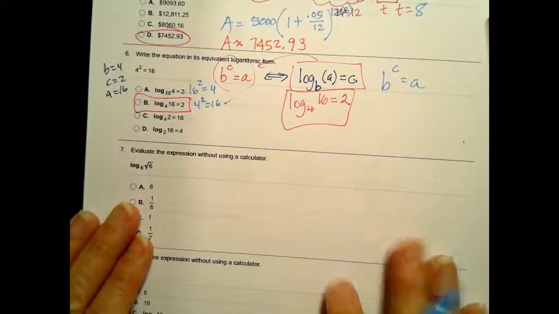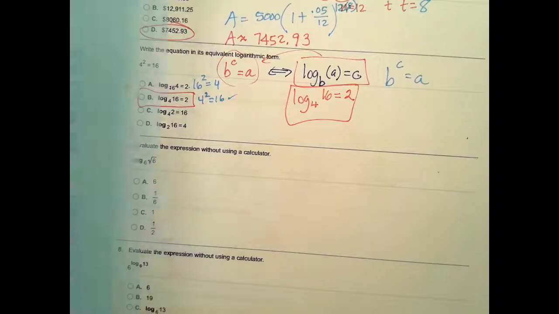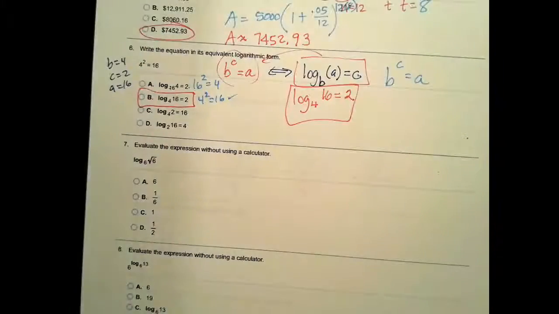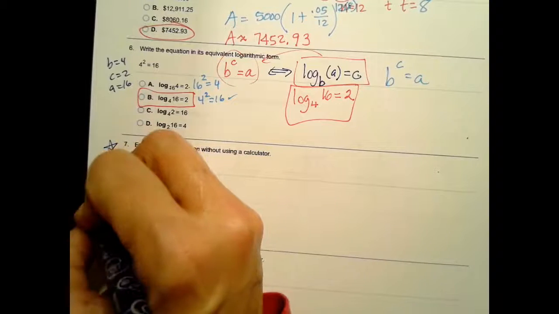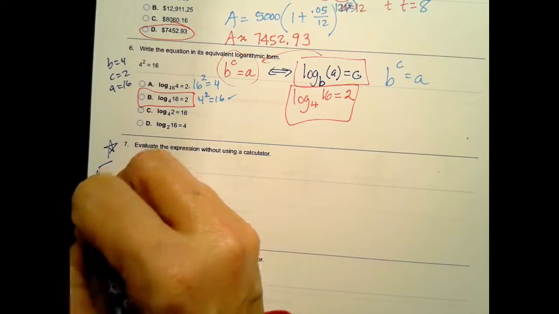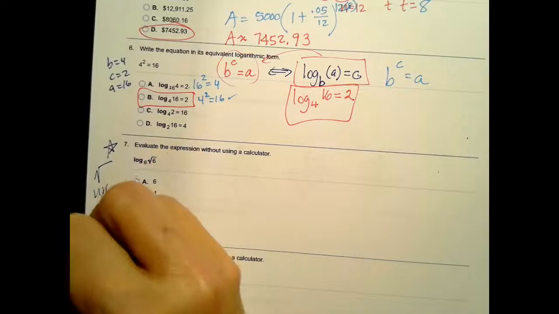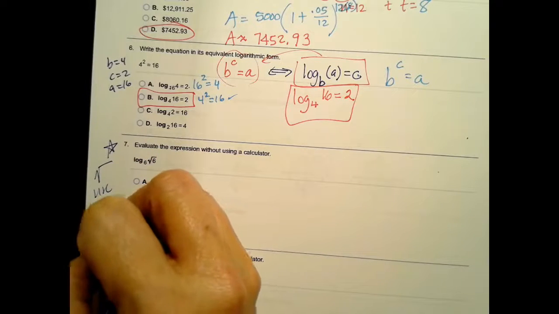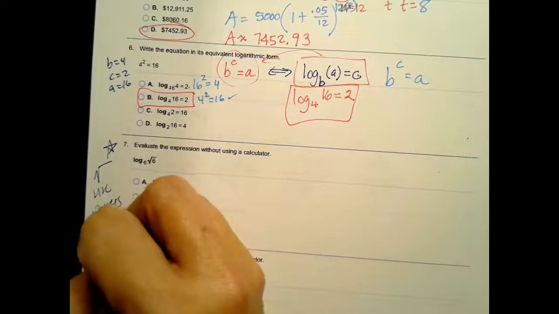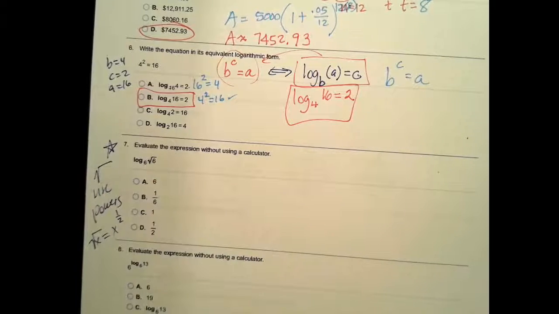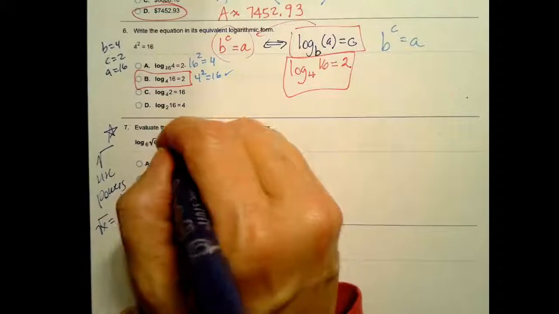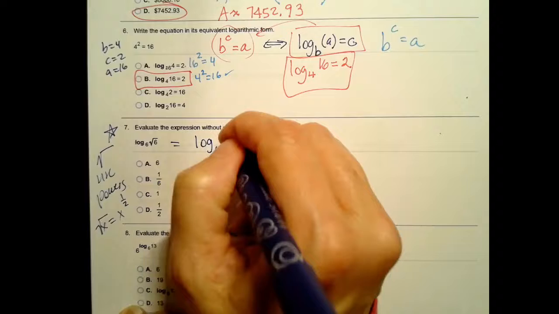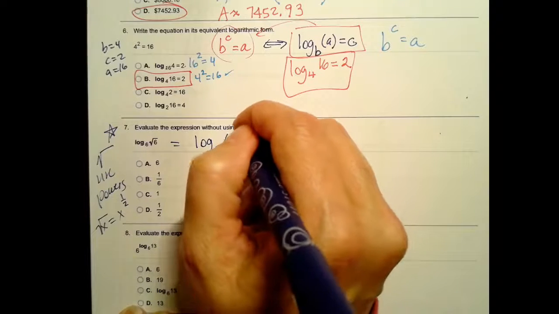Okay, so for our next one, we're going back to our rules page. Don't forget about all these rules. Have them handy. Have them memorized for your test. And remember, if we had square roots, we needed to use powers instead. A square root is the same as raising something to the 1/2. So if we had the square root of x, it would be the same as x to the 1/2. So rewriting this, we have log base 6 of 6 to the 1/2.